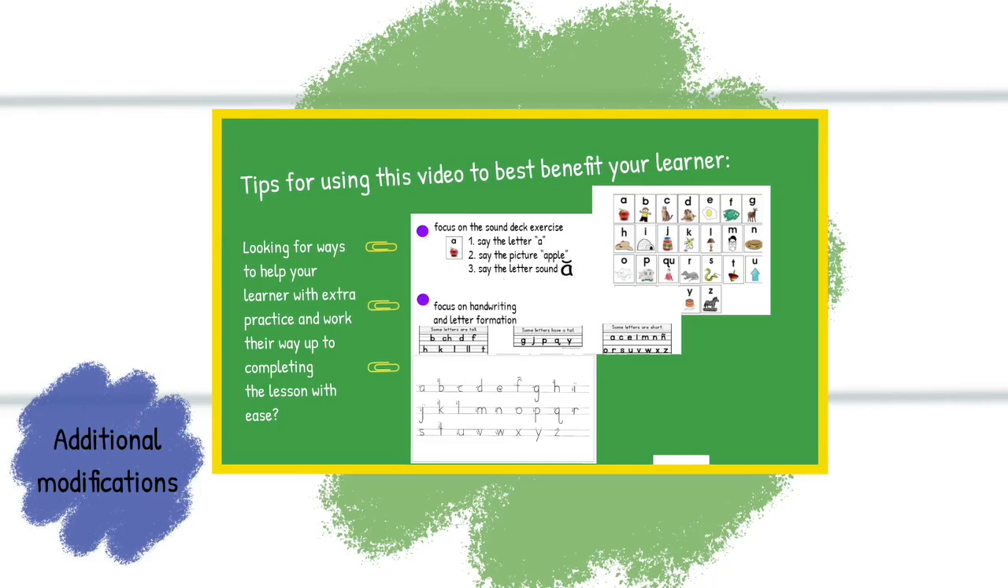The one purple dot represents the easiest modification. This might be if your learner needs to take a step back before completing the video lesson. If they're not really finding that they can complete the whole video lesson with ease, or maybe they're feeling good about parts of the video lesson, these are breaking it down into smaller pieces.